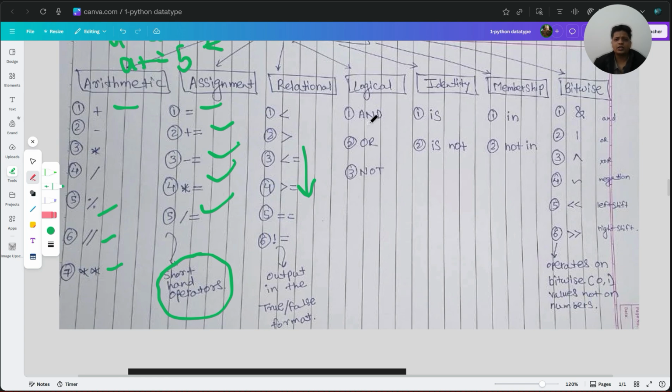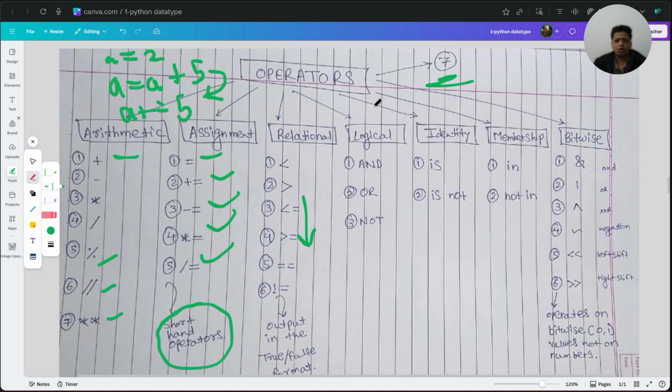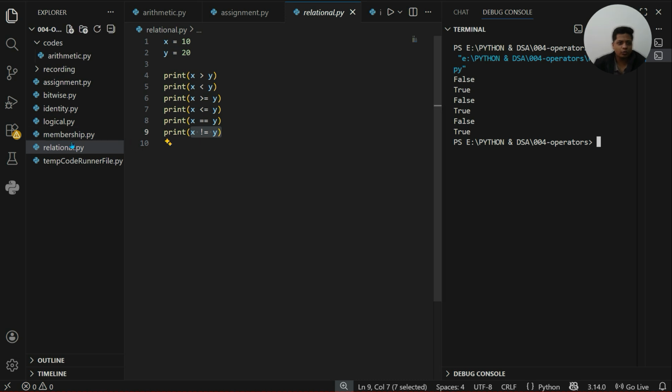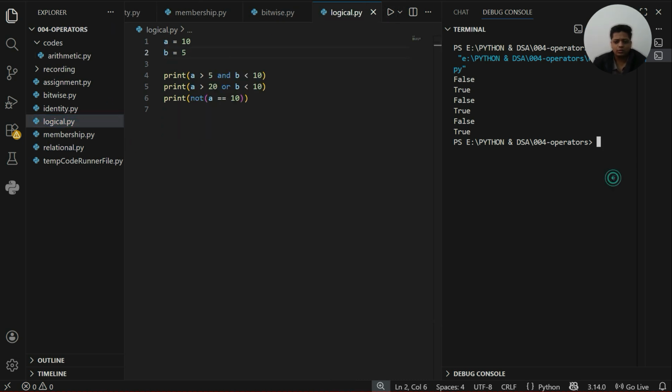Now the fourth operator is the logical operator. And, or, and not. These are the 3 operators inside the logical operator. They are represented by the same words: and, or, not. In other programming languages they might be different, like and can be represented like this, or can be represented like this, not by negation kind of thing. So logical operators are not represented in this type. They are represented like A N D, O R, N O T only. Let's see the program for the logical operators.